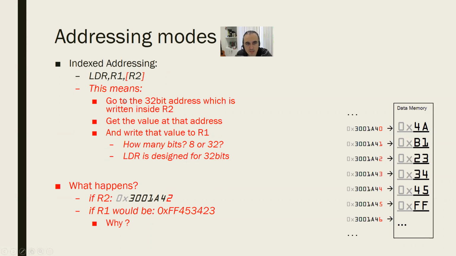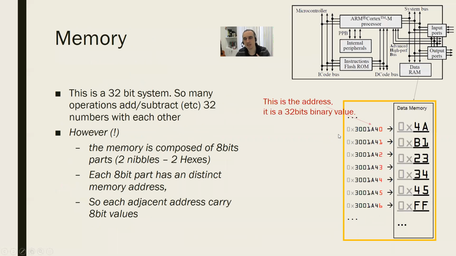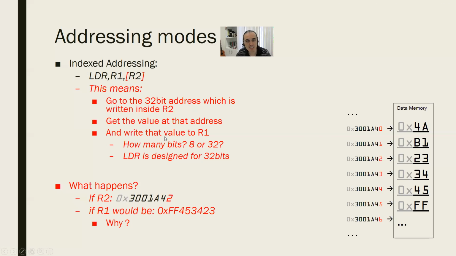So this means go to the 32-bit address, which is written inside R2. Be careful, guys. I said that the address values are 32 bits. Always, the room number written on the door is 32 bits, and your registers are always 32 bits. That's a wonderful match because that's a design. So inside R2, there is a value.